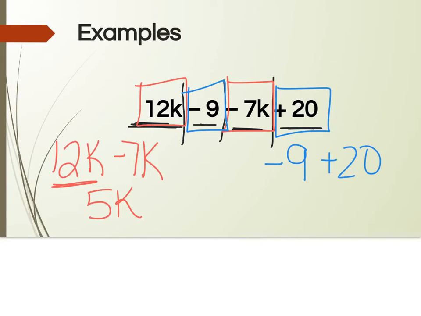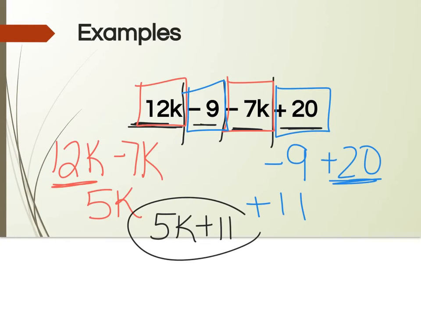Negative 9 and a positive 20, they're different signs as well, so you subtract. 20 minus 9 is 11. 20 is the bigger number, so we keep the positive. Your final answer is 5k plus 11.